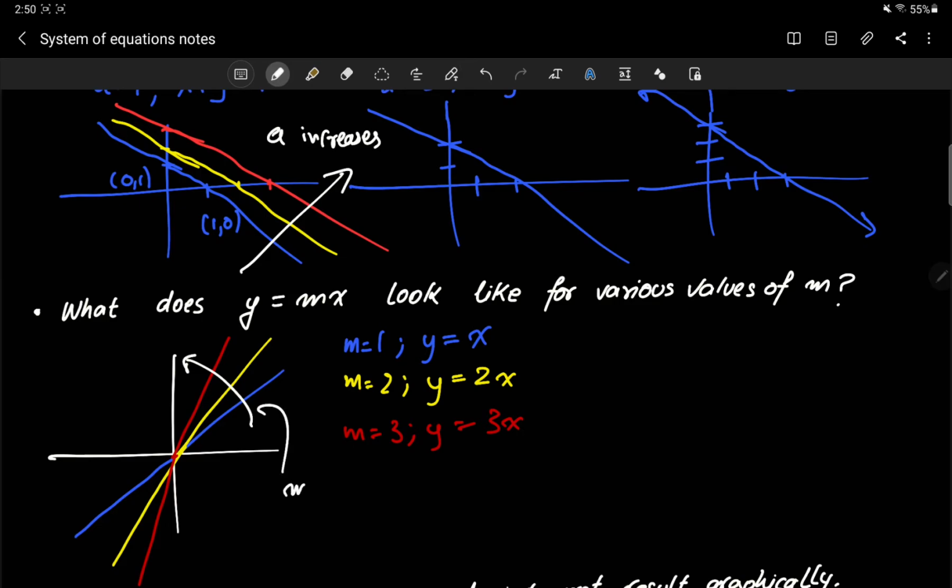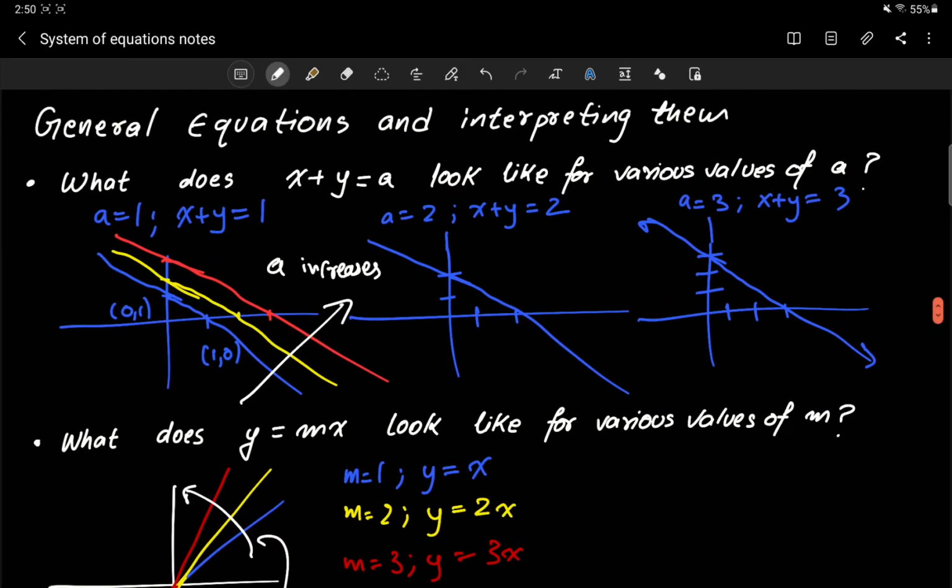In this case, as m increases, we have a rotation. As m increases, the lines begin to rotate. In the previous case, as a increases, the line moves, or translates.